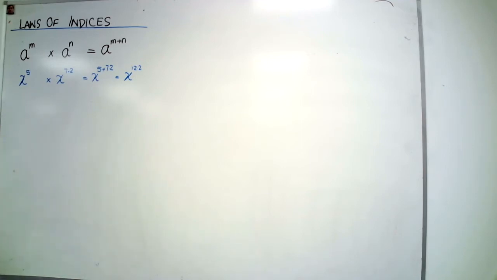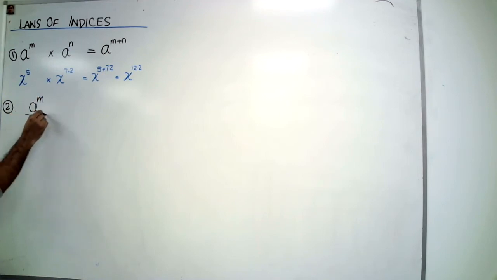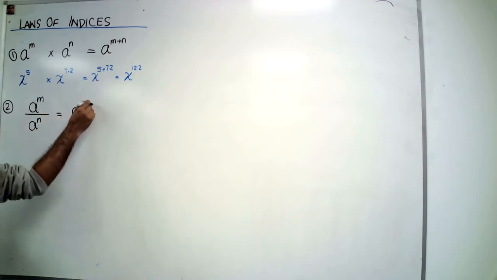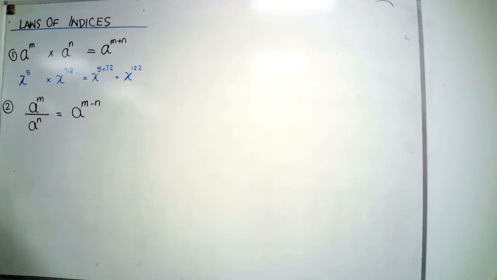Now, this is when they multiply. That's the first rule of indices. Now, the second rule is when they divide: a to the power m divided by a to the power n. When they divide, you just subtract: a to the power m minus n. It's exactly the same if that is dividing. Let me do the example.